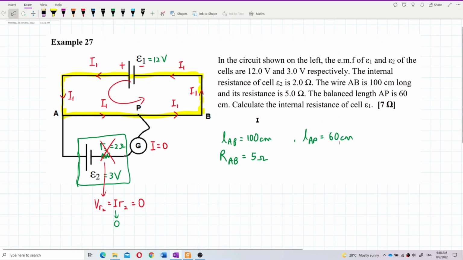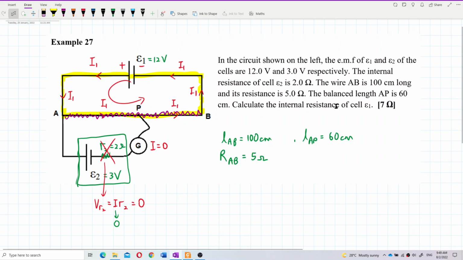Okay, what I can say is this whole length AB is not just a usual wire, but a wire with resistance. There is resistance along this wire. The whole wire AB has resistance 5 ohm.